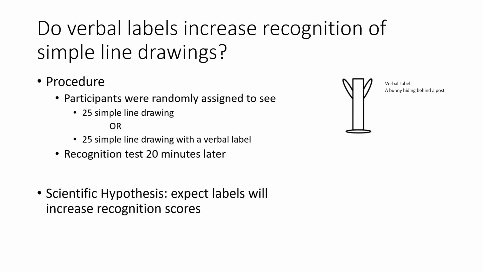The research question we're going to be using in this example is one on memory. It's asking the question, does providing a verbal label for a simple line drawing increase people's ability to recognize that drawing, say, 20 minutes later? The procedure was that participants were randomly assigned to one of two conditions. One condition saw 25 line drawings, one at a time, like this one. Another condition saw the same line drawings, but also was given this verbal label.